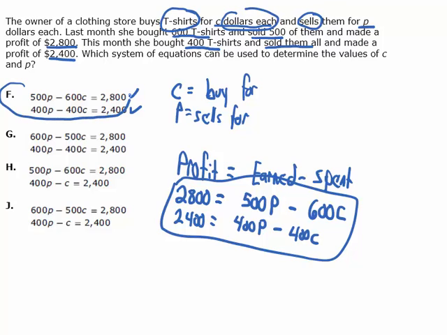Let's look at the other equations just to make absolutely sure. G, 600 minus 500, so 600p. No, that's not correct. That one did work, but both equations must match up. H, 500p minus 600c equals 2,800. That one matches. But this one's 400p minus c, so that does not work. J, 600p minus 500c. Nope and nope. So F must be our answer choice.